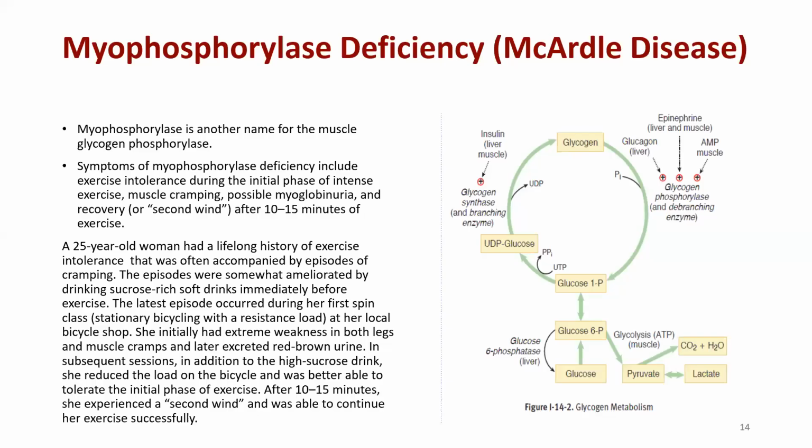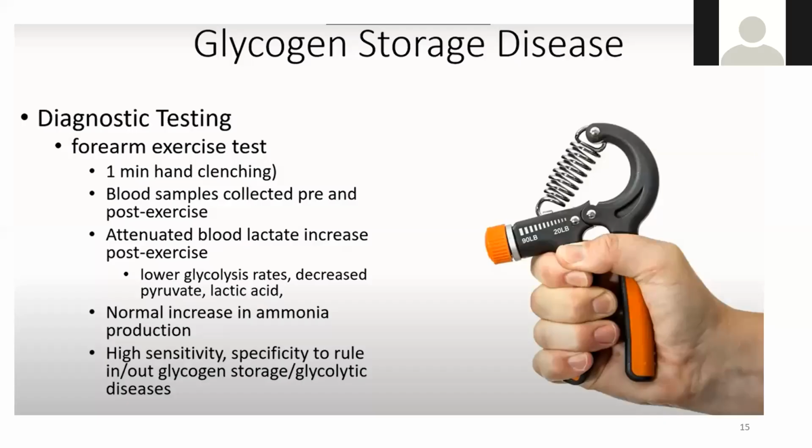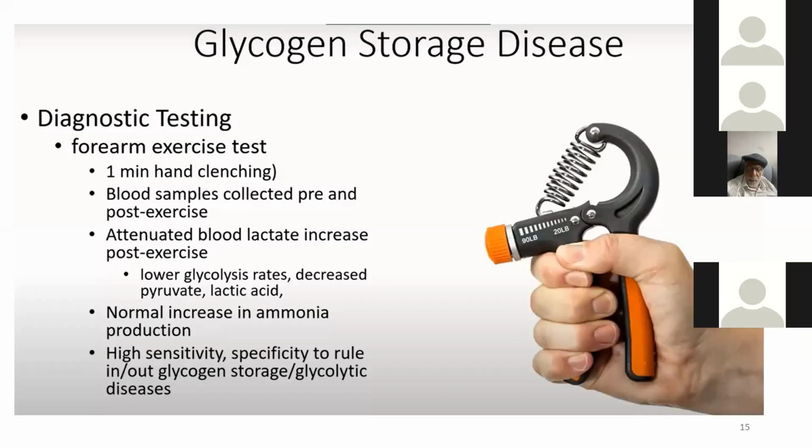This is the forearm exercise test: 1 minute hand clenching, blood samples collected pre and post exercise, attenuated blood lactate initially, which increases post exercise. Why does lactate increase at the end of the exercise? Because there is no aerobic glycolysis, it is blocked. So anaerobic glycolysis occurs, leading to increased blood lactate.